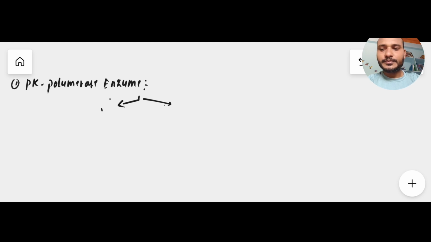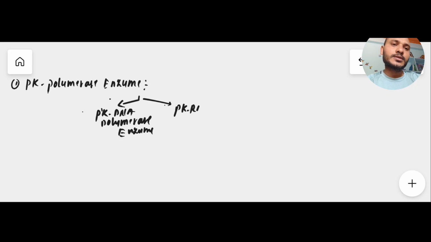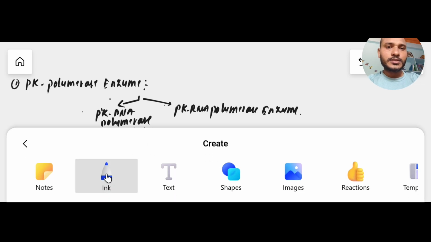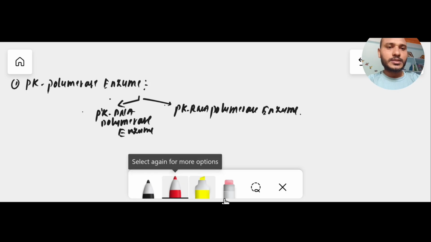So there are prokaryotic DNA polymerase enzyme, and one more, prokaryotic RNA polymerase enzyme. Now first we will discuss prokaryotic DNA polymerase enzymes.